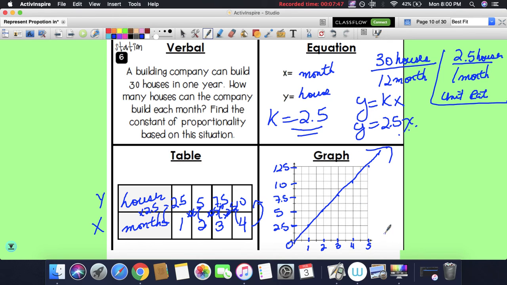And, oh, I forgot to label this. This is the months on my X value. And the number of houses is on the Y-axis. That's what it represents.